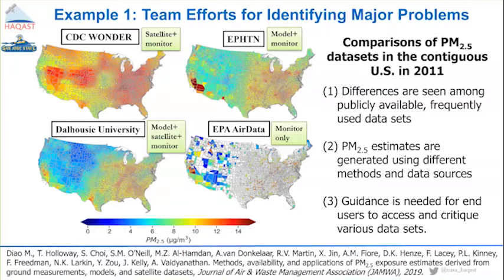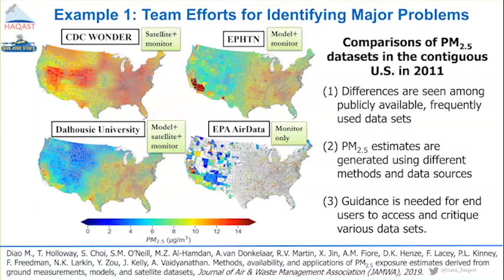So as you can see, we have a map here with 4 different datasets. They are generated by different methods. Some of them have just monitor data, some have satellite and monitor, some have model and monitor, and some have all 3: model, satellite, and monitor. And yet, they do not show a consistent story. We compare this only for the year 2011 as an example, because we don't have a lot of years overlapping with each other.